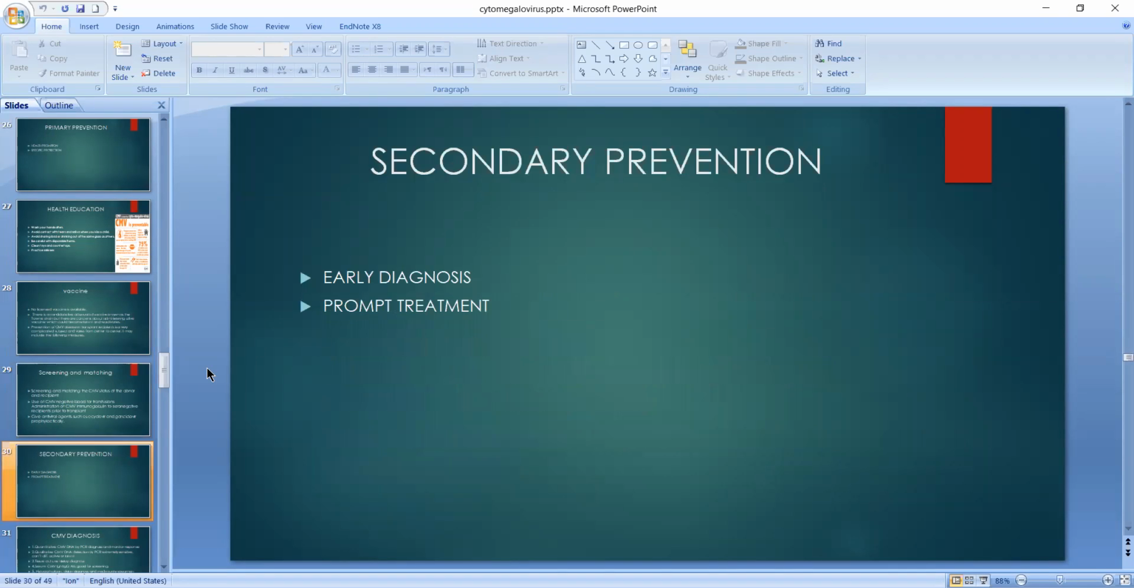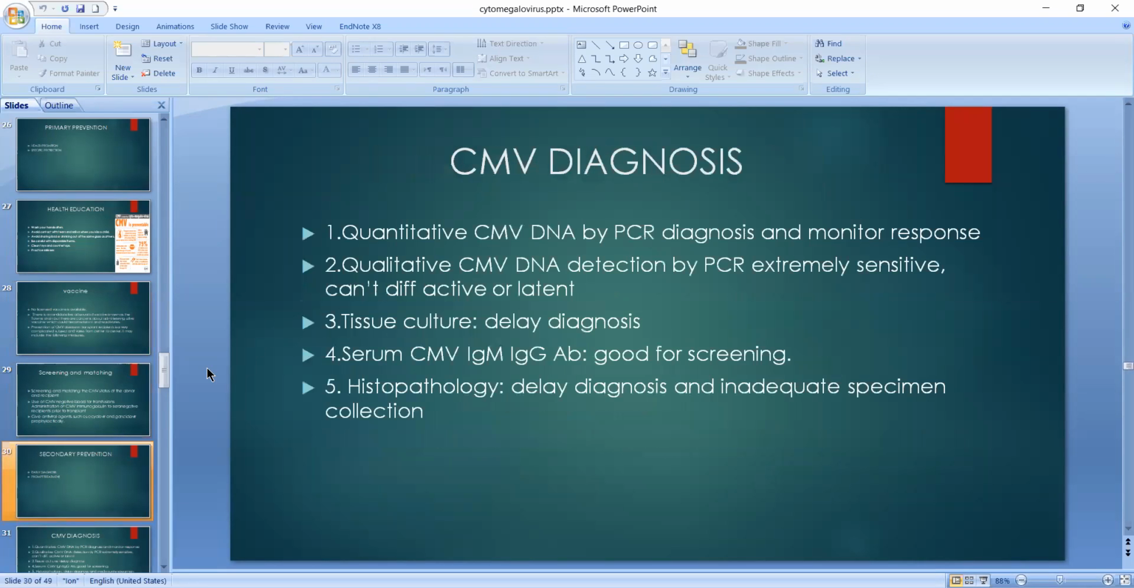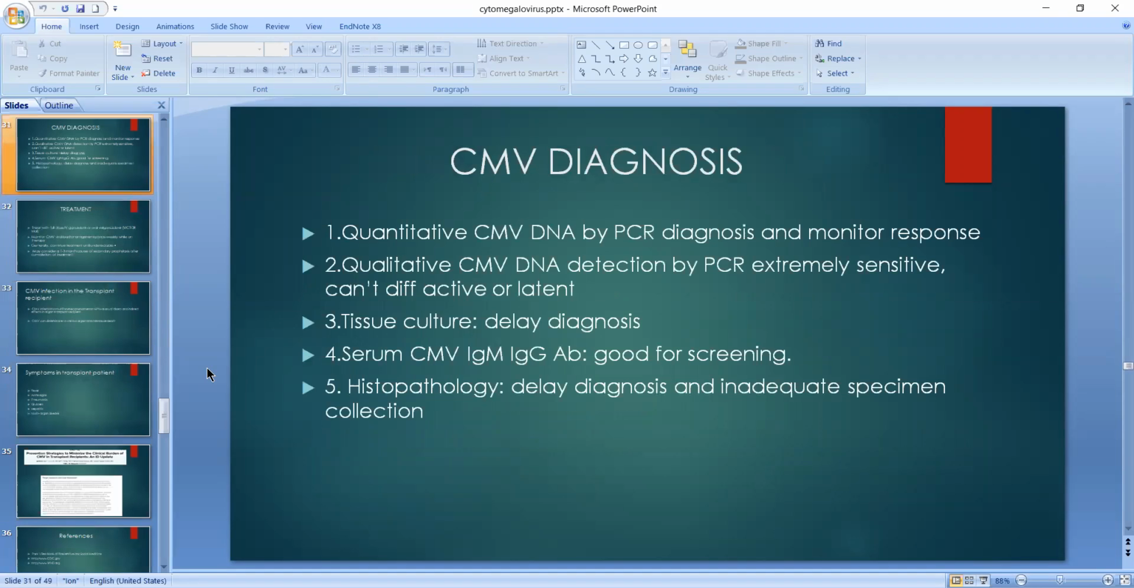Now comes the secondary prevention. In secondary prevention, there is early diagnosis and prompt treatment. How can we diagnose cytomegalovirus? We can diagnose cytomegalovirus by quantitative cytomegalovirus DNA by PCR, and qualitative cytomegalovirus DNA detection by PCR is extremely sensitive. In tissue culture, there is a delayed diagnosis.